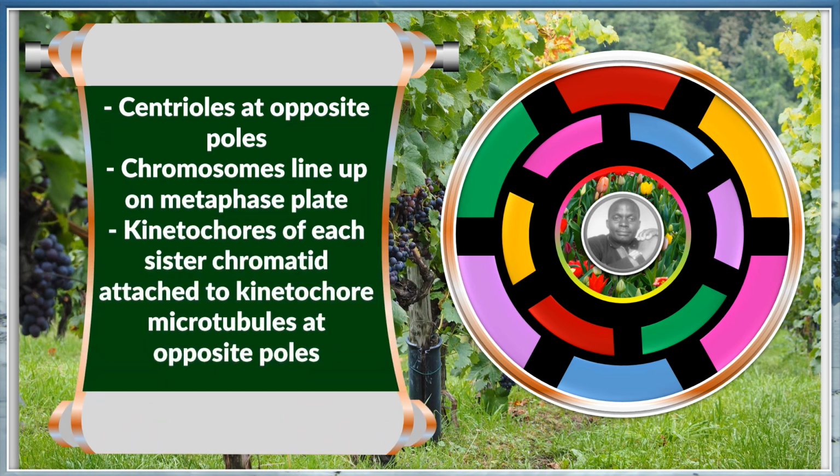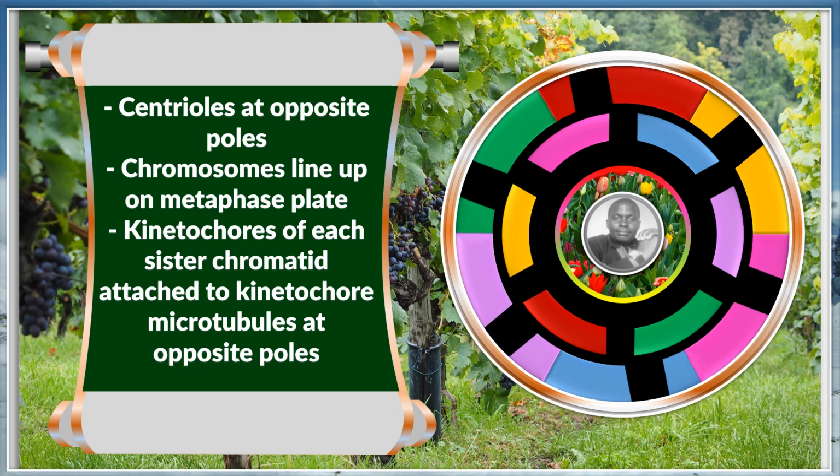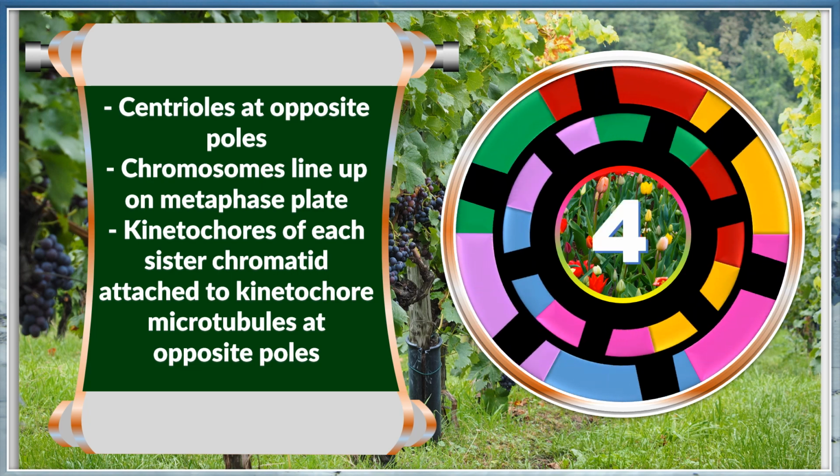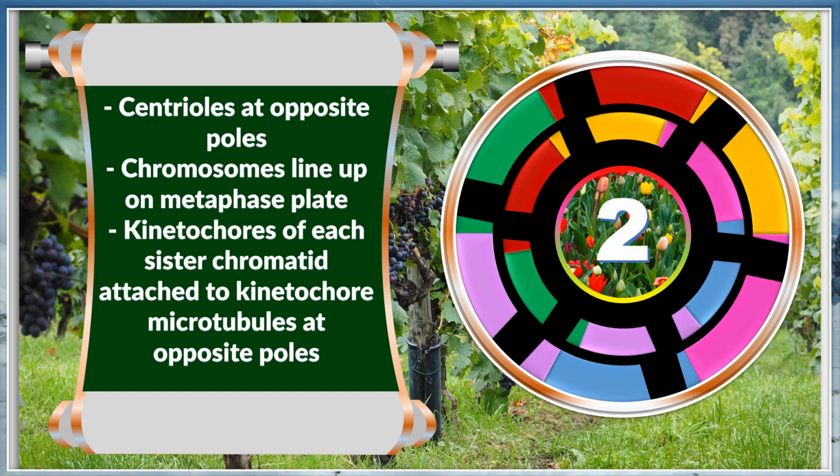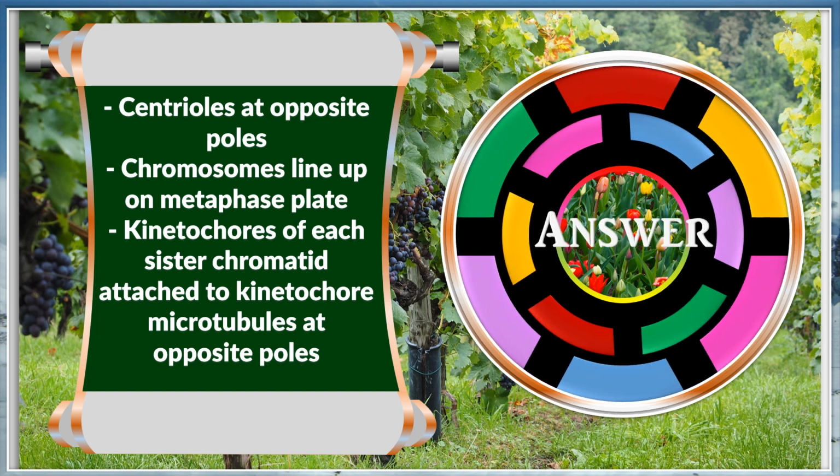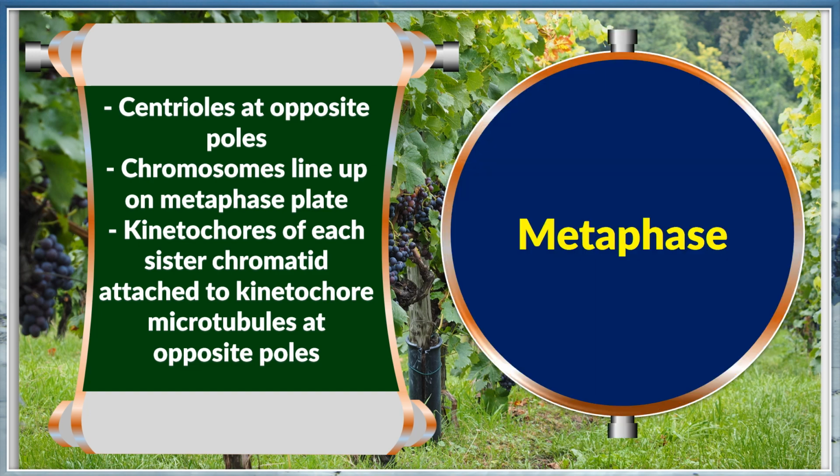Centrioles at opposite poles. Chromosomes line up on metaphase plate. Kinetochores of each sister chromatid attached to kinetochore microtubules at opposite poles. Metaphase.